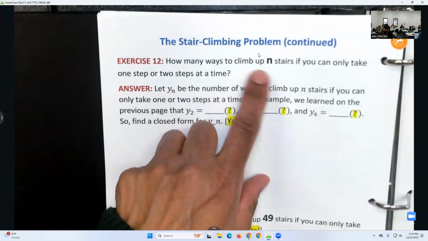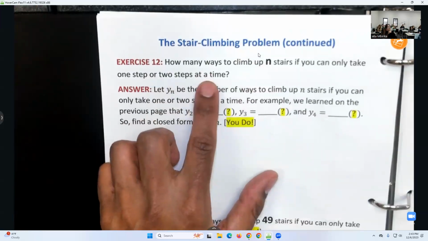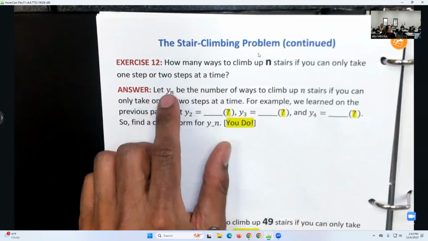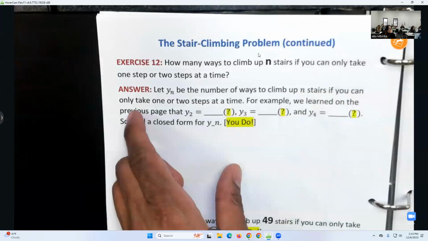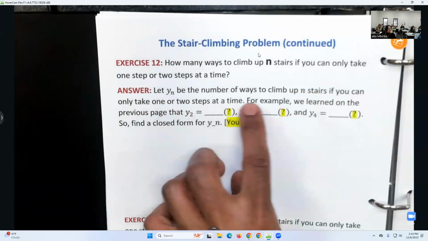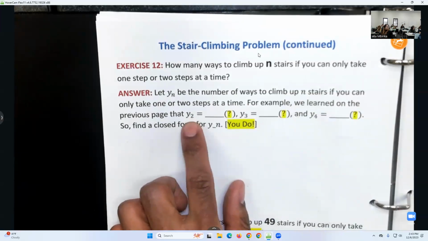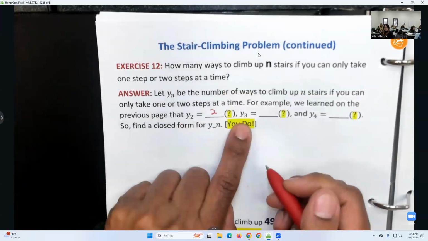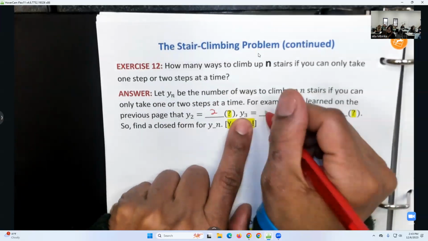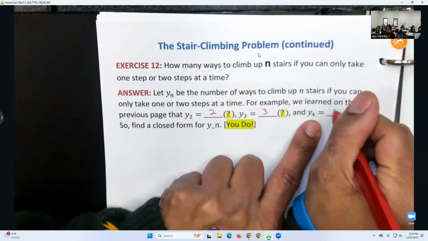How many ways to climb up n stairs? You can only take 1 or 2 steps at a time. We're going to let the answer be called y sub n, the number of ways to climb up n stairs if you can only take 1 or 2 steps at a time. For example, we learned on the previous page, if there are 2 stairs, then y sub 2 equals 2. If there were 3 stairs, y sub 3 equals 3. If there were 4 stairs, y sub 4 equals 5.